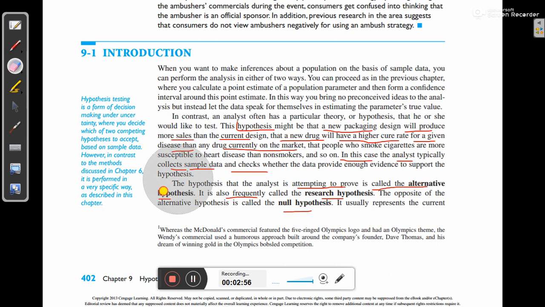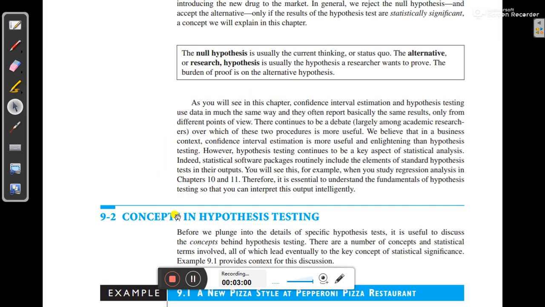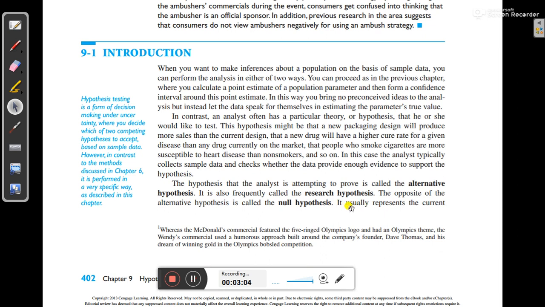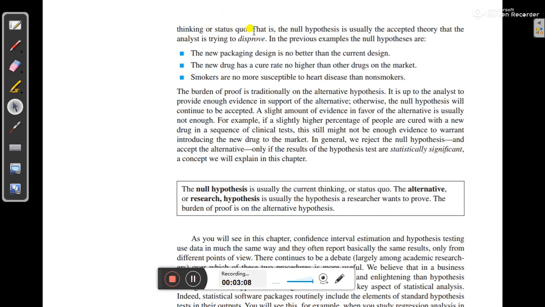Let's check more about this topic. The null hypothesis usually represents the current thinking or status quo. That is, the null hypothesis is usually the accepted theory, accepted by the people or by the published literature, that the analyst is trying to disprove. So this is a very important statement.